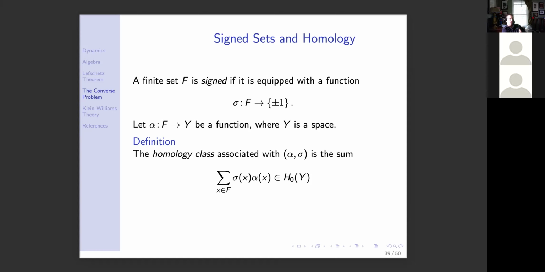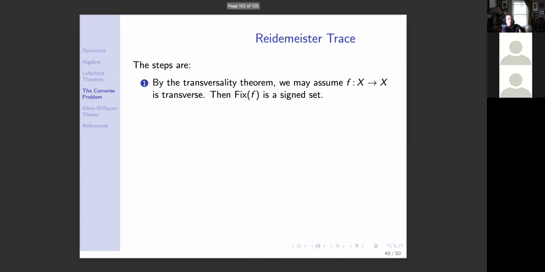Okay, so what is this business with signed sets then? Well, we can define something called the Reidemeister trace. By the transversality theorem, we can assume our self-map is transverse without loss in generality. Then the fixed point set is a signed set because at every fixed point, we have a fixed point index, right?